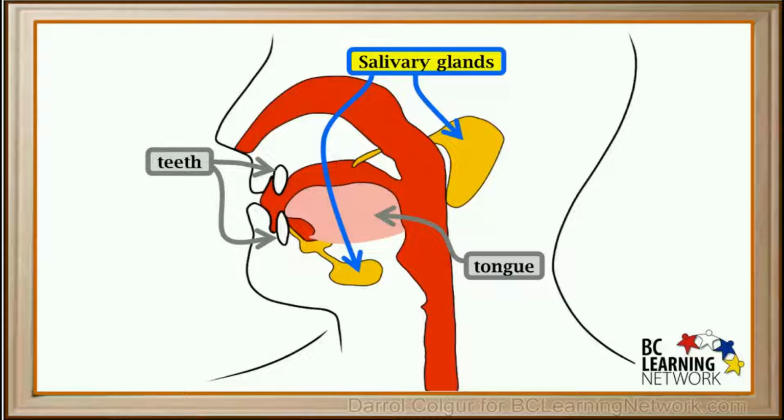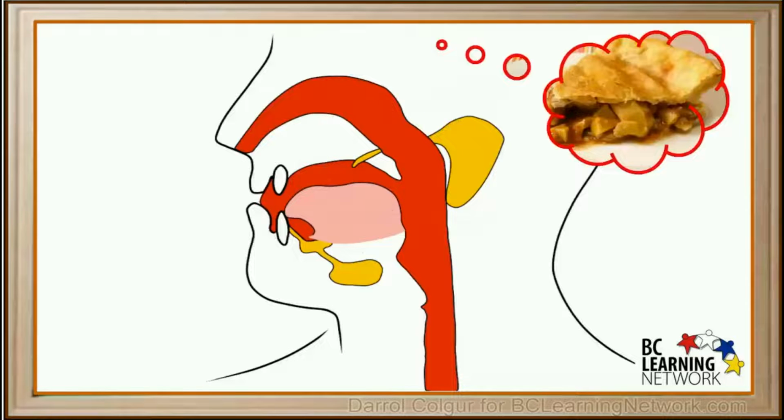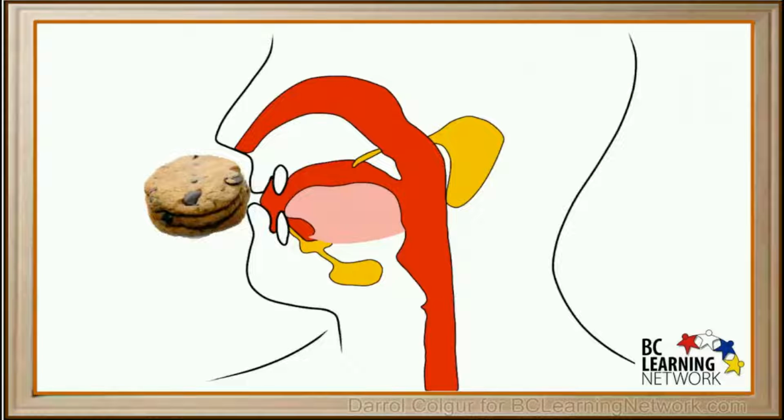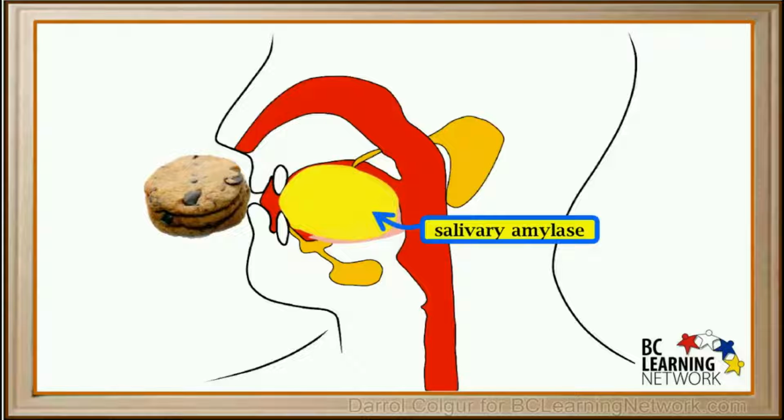Salivary glands are located above the mouth and below it. When we think about eating food, smell it, or taste it, our salivary glands secrete saliva, which lubricates food, but also contains a substance called salivary amylase. Salivary amylase is a type of enzyme. Enzymes are substances that break down large molecules of food into smaller ones.